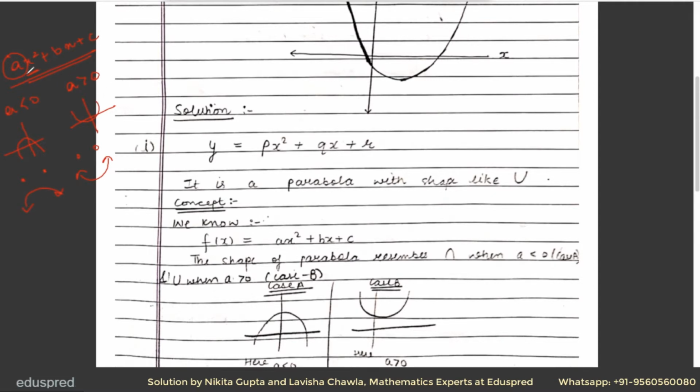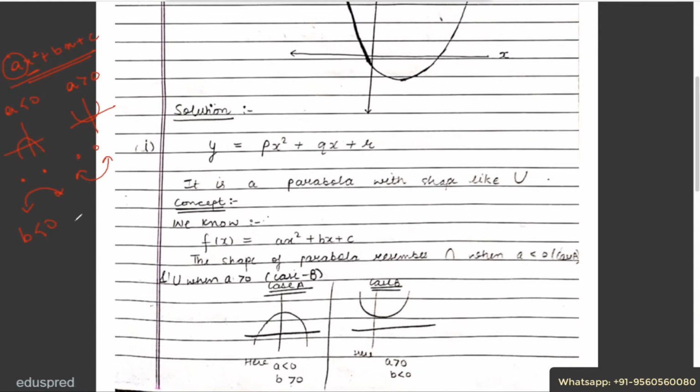Now, after a, let's come to b, how b affects the graph. Now, if b is negative, then my graph shifts to the right. If b is positive, then my graph shifts to the left. Now, what do you mean my graph shifts to the left or my graph shifts to the right? Now, let's consider this figure only.